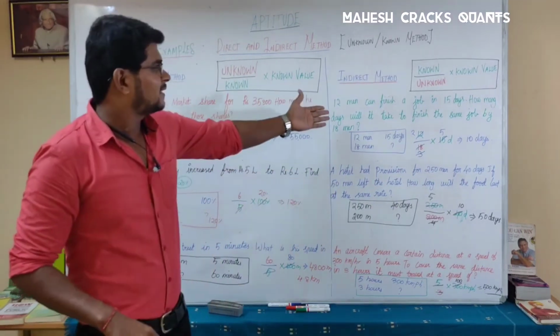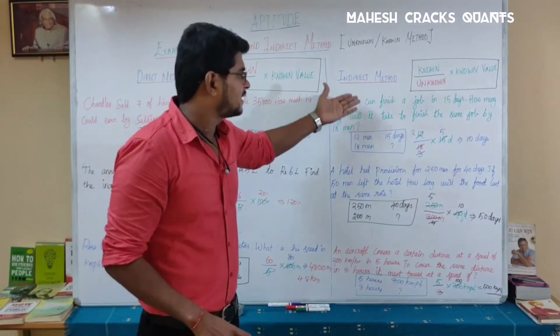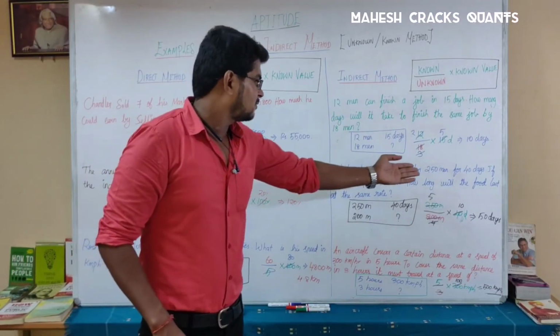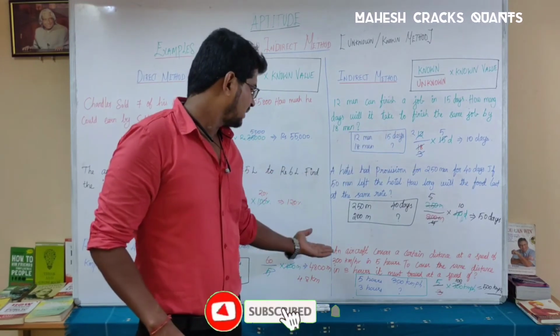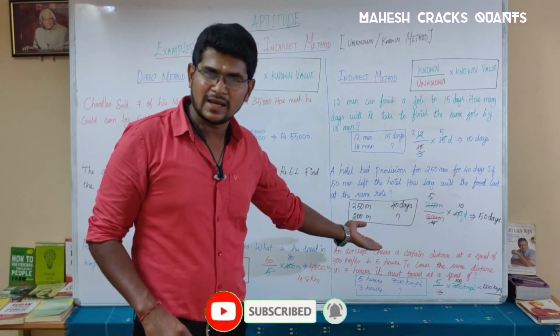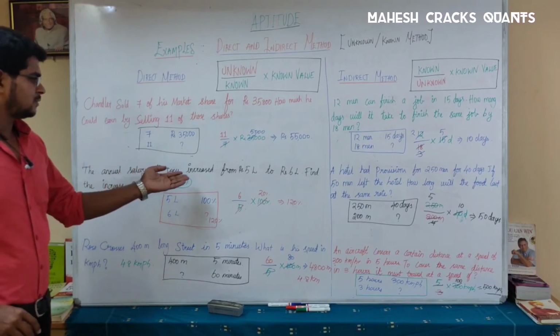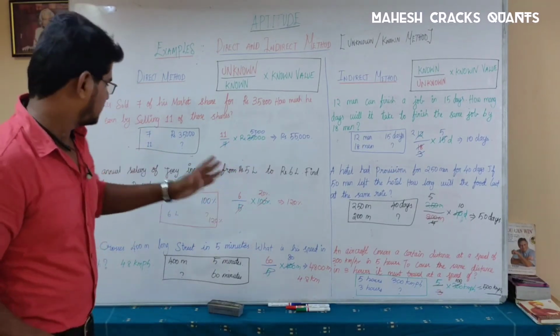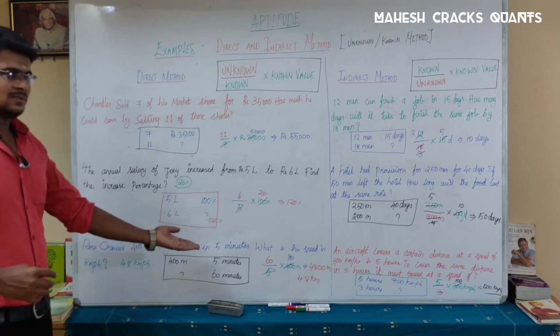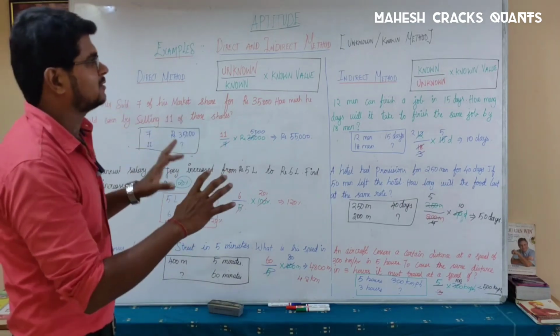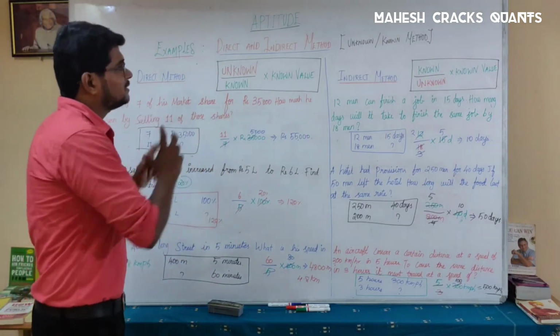Here, look, 12 men can finish a job in 15 days, which is time and work. Provisions for food, which is again time and work. An aircraft covers a certain distance, which is time speed distance. Here, look, this is percentage. The annual salary of Joe increased from 5 to 6%, and then again time speed distance. So we have solved some other topics using the unknown known method.